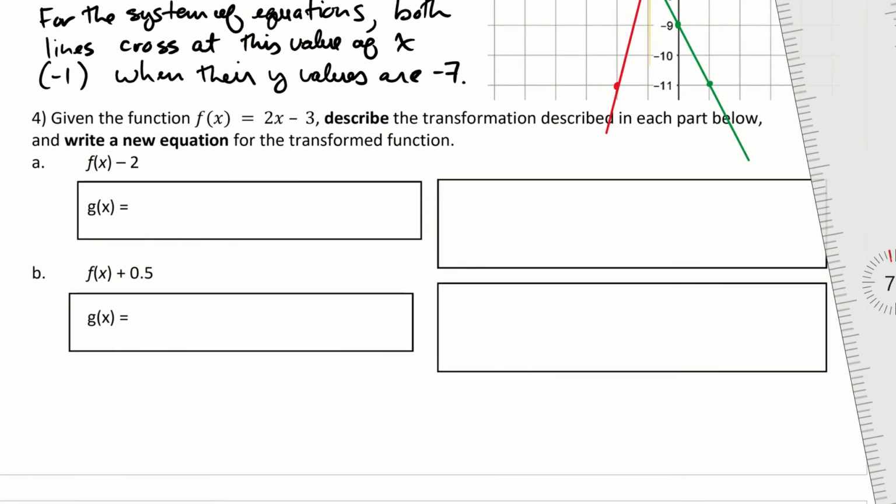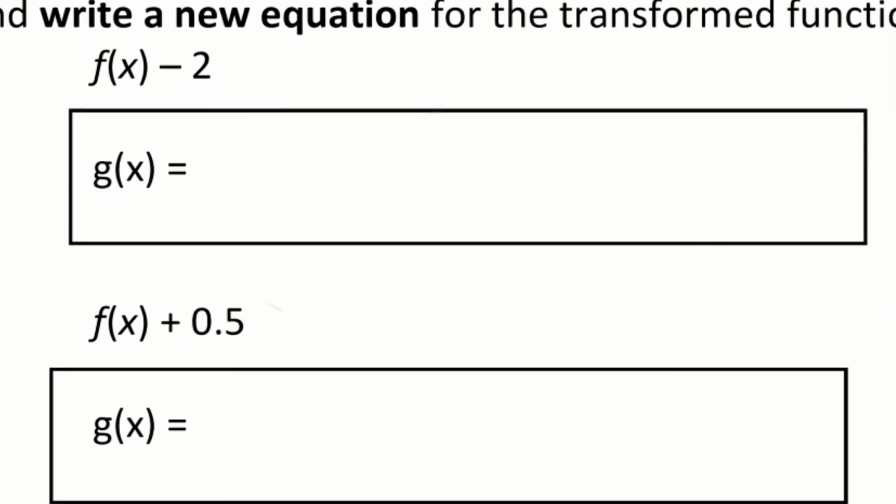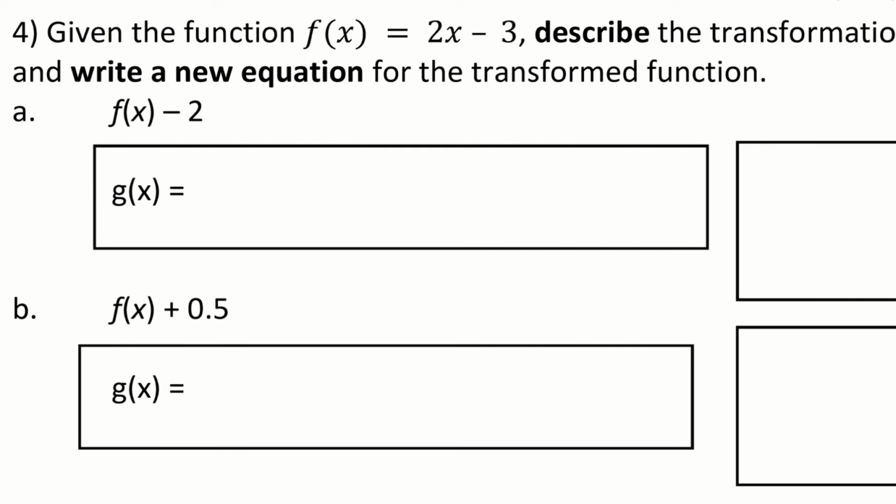It says, given the function f of x equals 2x minus 3, describe the transformation described in each part below, and write a new equation for the transformed function. So you can see in part A, I've got f of x, and I'm going to be decreasing all of the output values by 2. Remember what f of x represents. It represents the output when I put in a particular x. So when a particular x goes into this function, f of x is the notation that represents that output. So what I'm saying with this is every single output is decreased by the number 2.